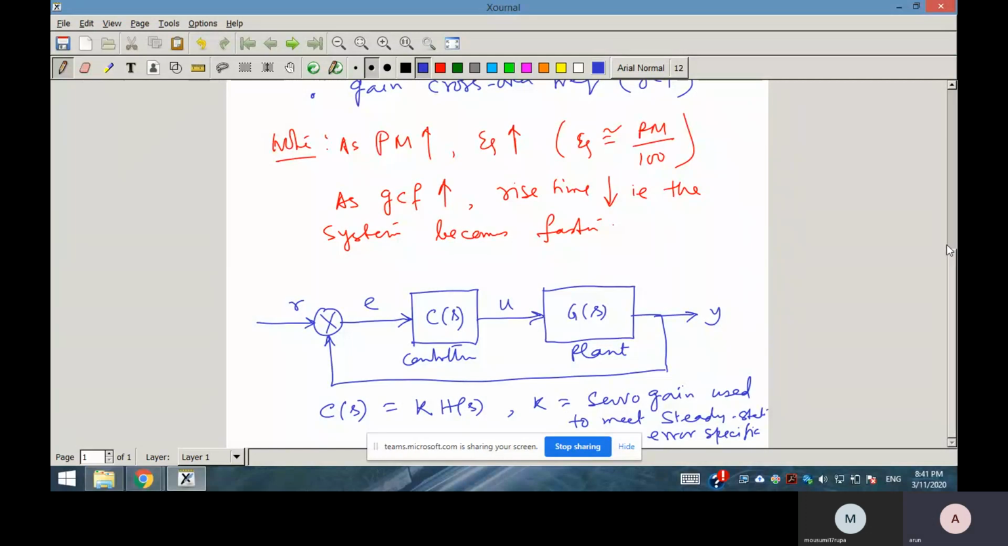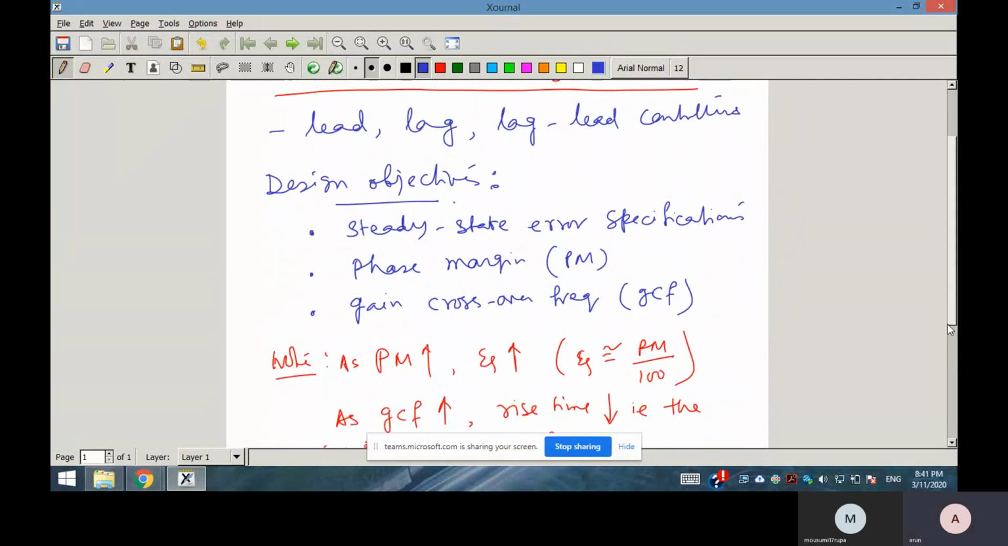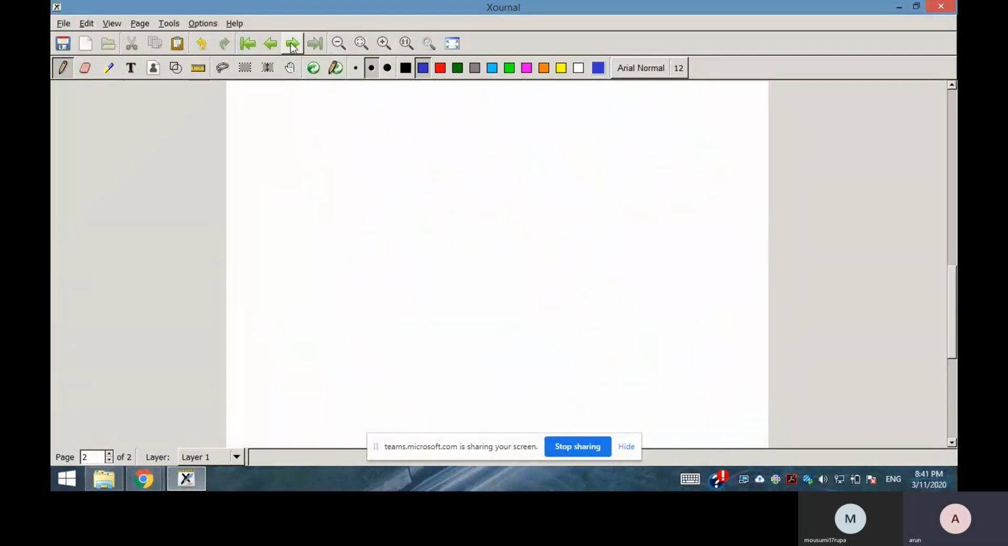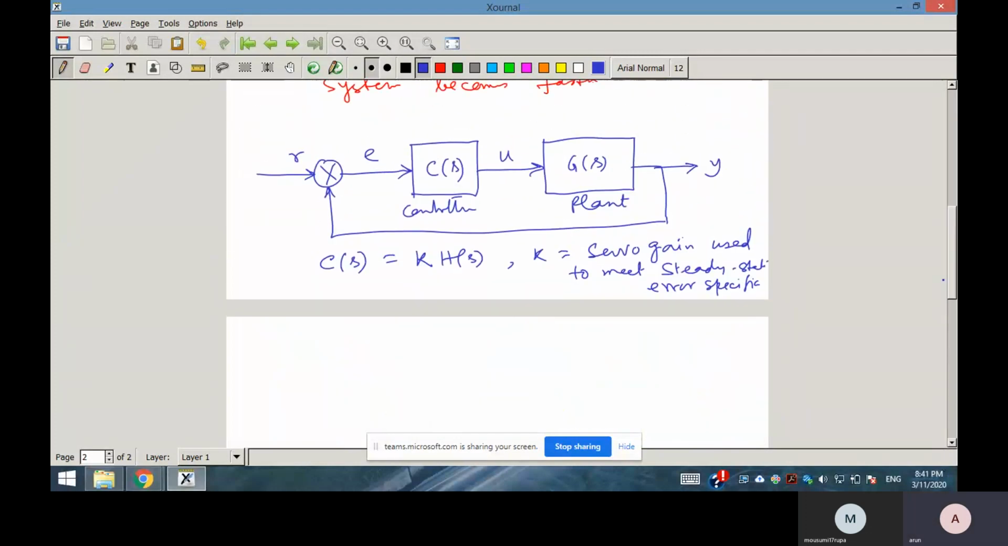And H(s) is a normalized controller. Normalized means steady state gain is 1. H(s) has a normalized structure. It is a dynamical system, a dynamical controller, but it has normalized structure. That is, H(0) is equal to 1.